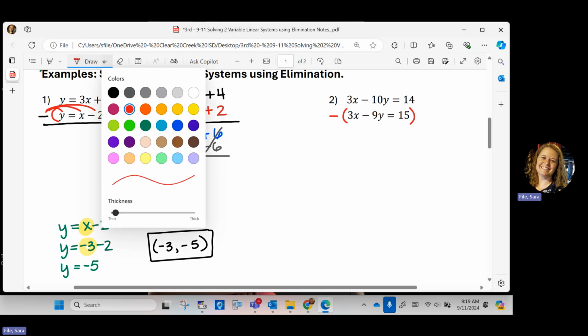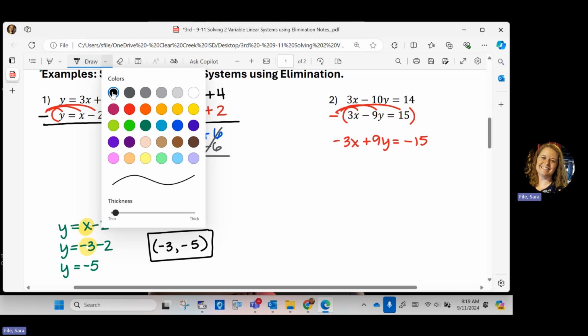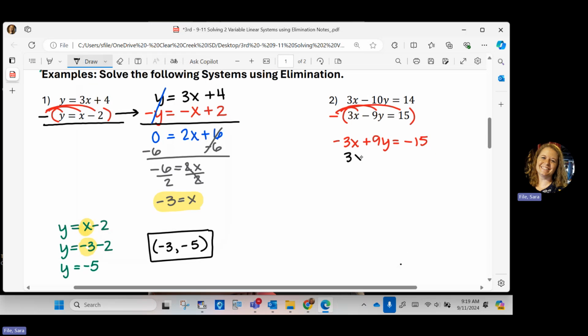So that is going to become -3x plus 9y equals -15, because I have to distribute the negative because I need it to be the opposite. Now I'm just going to rewrite the original top equation just as it is. It does not matter which one goes on top or which one goes on bottom. It's just where I had the room to write it.